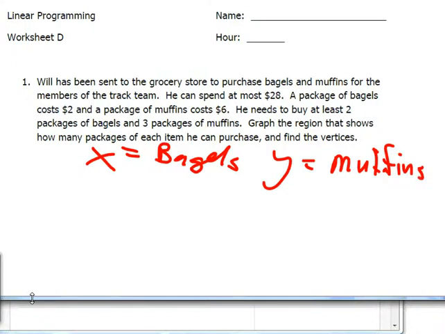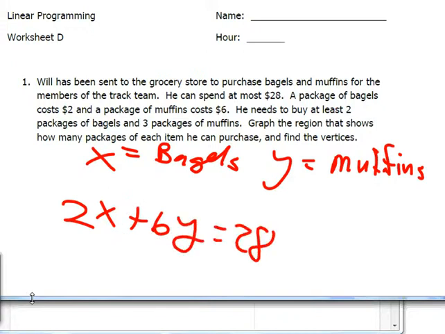All right. Next thing, give me an equation that involves the $28. Yes, ma'am. Close. Nope. $28, we need to involve the dollars with the X and the Y. 2X + 6Y = 28. Perfect. All right. So, how do I graph that? Oh, wait a minute. Can that be more than 28? Or less than 28? Yeah. Less than or equal to.